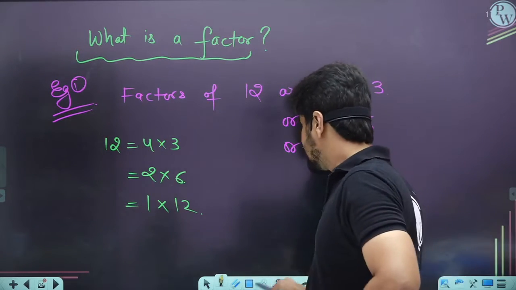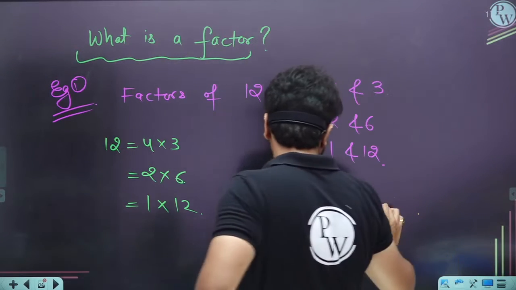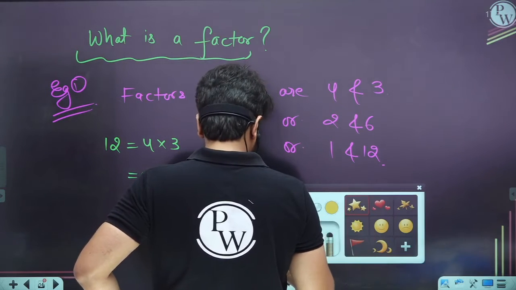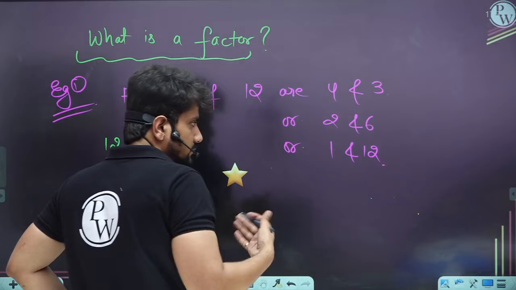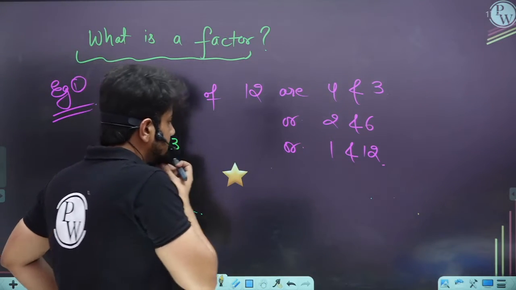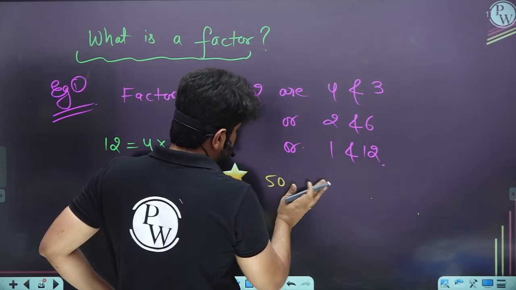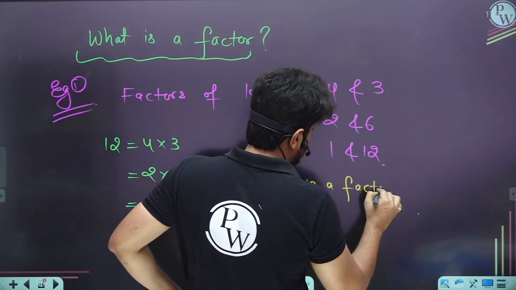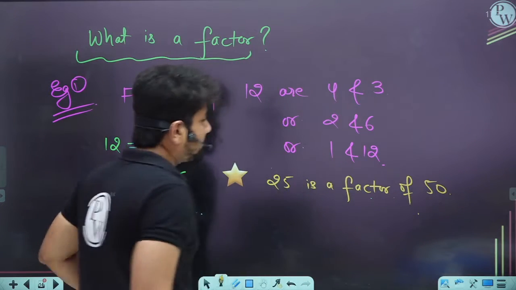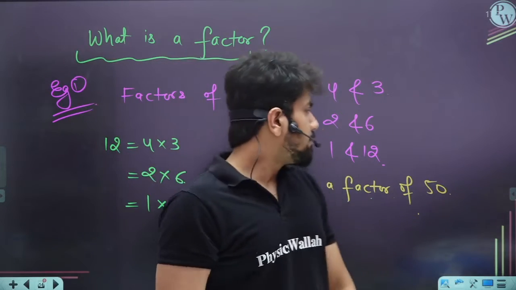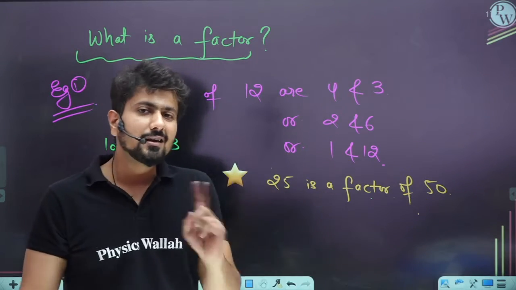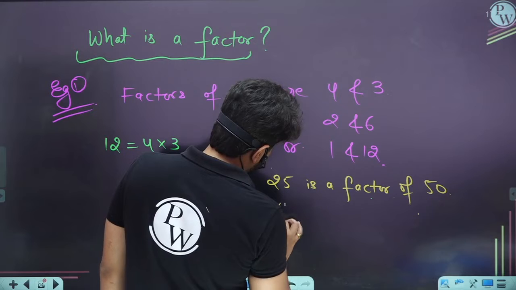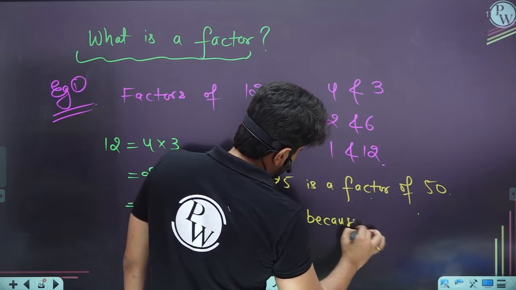Okay, so basically, just as an example, let's say that there is 50. I can say that 25 is a factor of 50. Why? Because when I divide 50 by 25, the remainder is coming out to be 0.